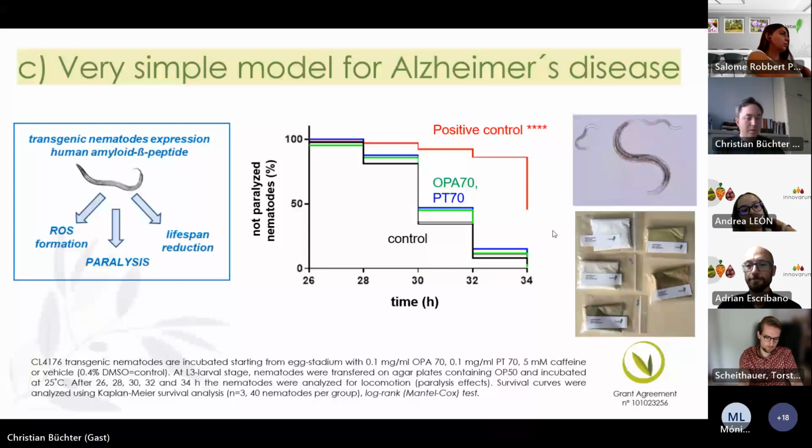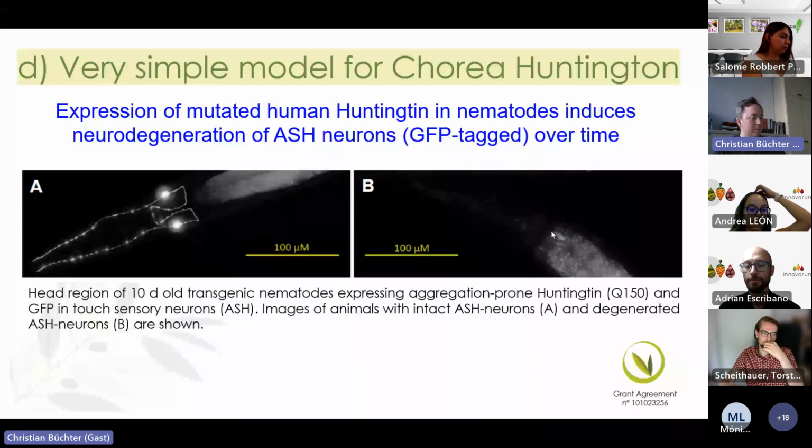However, in another model, that is a model for the hereditary disease Chorea Huntington, we also used a transgenic strain, and this strain expresses a mutated version of the human huntingtin protein that tends to aggregate, and over the time of around 10 days, the neurons, these are touch-sensitive neurons, are degenerating. And these neurons also express the green fluorescent protein so that we are able to visualize them with fluorescence microscopy.